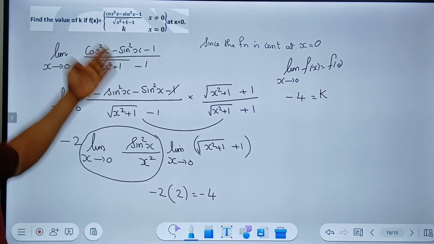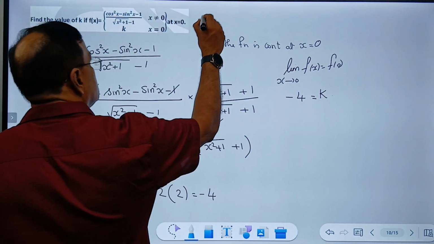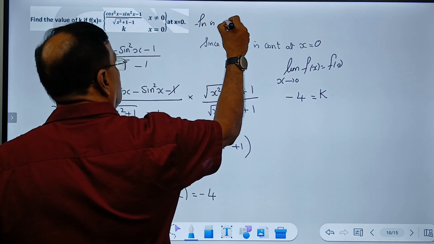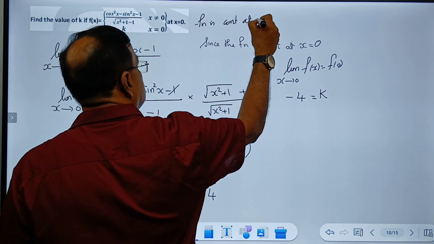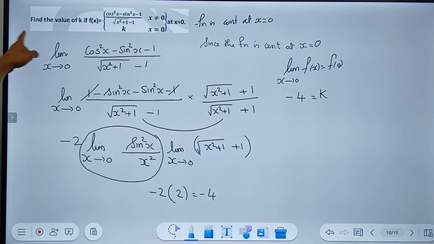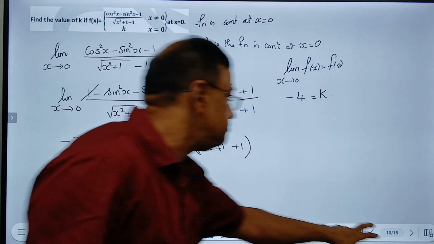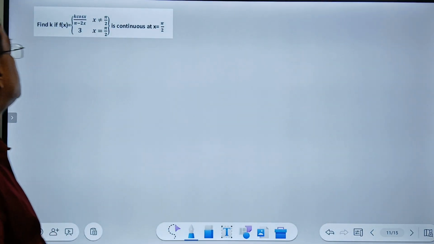That is the question. Find the value of k for which the function is, here it says the function is continuous at x is equal to 0. I think there's a mistake in typing. So find the value of k if this function is continuous at x is equal to 0. No change. Now the next question.